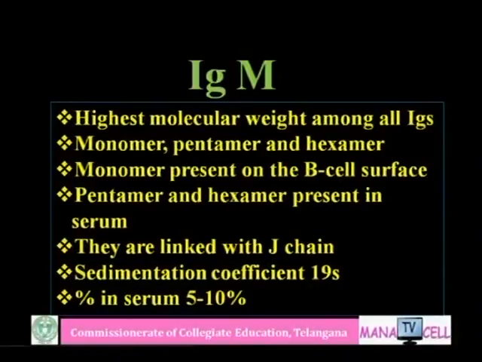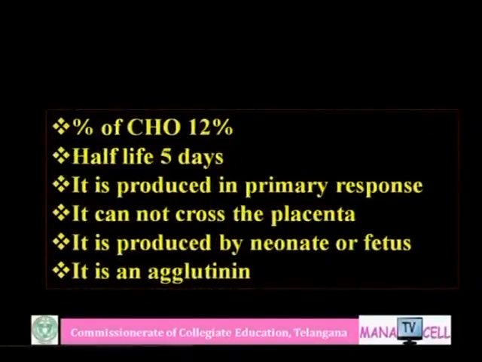They are also linked with the J chain, and IgM has a sedimentation coefficient of about 19 S. In the serum you will find about 10 to 50%. It has a carbohydrate moiety of about 12% and a half life of about 5 days. This antibody is produced during the primary immune response, which is very important during initial infection.